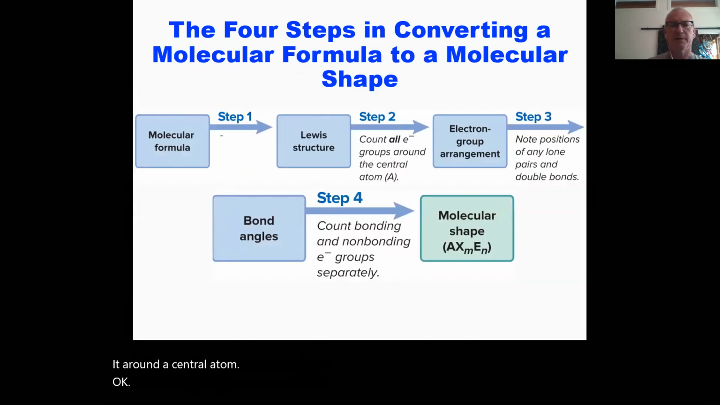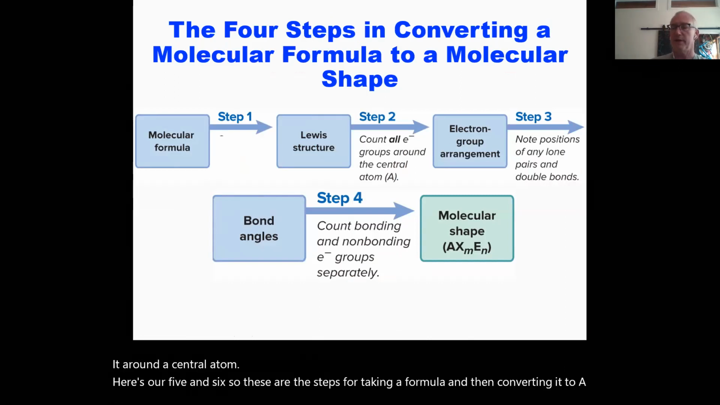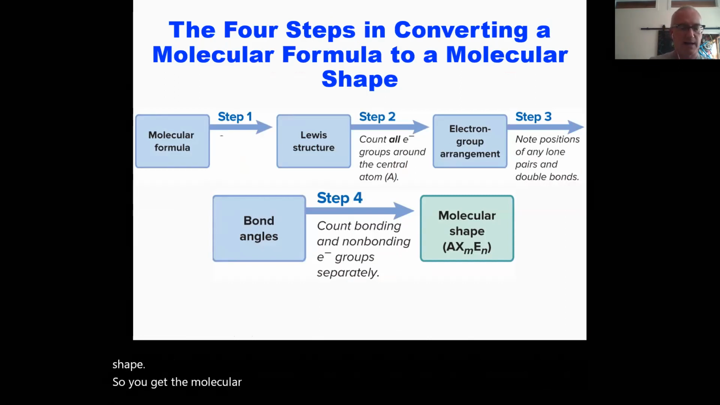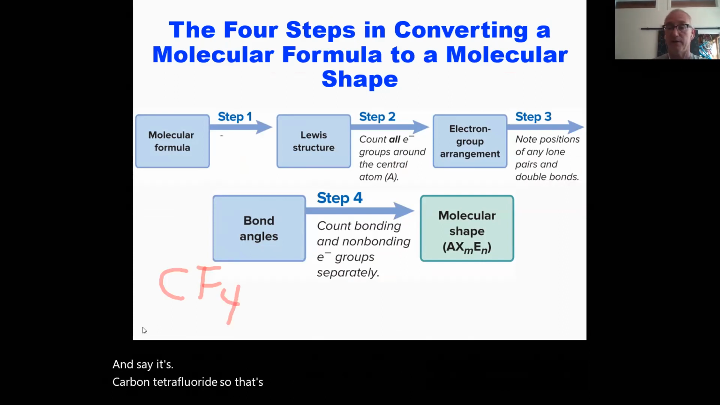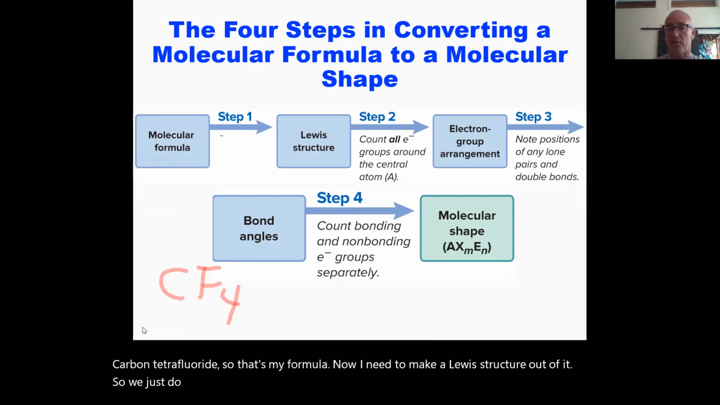Here's our 5 and 6. So these are the steps for taking a formula and converting it to a shape. So you get the molecular formula, whatever it is. Let's say it's carbon tetrafluoride. So that's my formula. Now I need to make a Lewis structure out of it. So we just do it like we've been doing before. We count all the valence electrons.